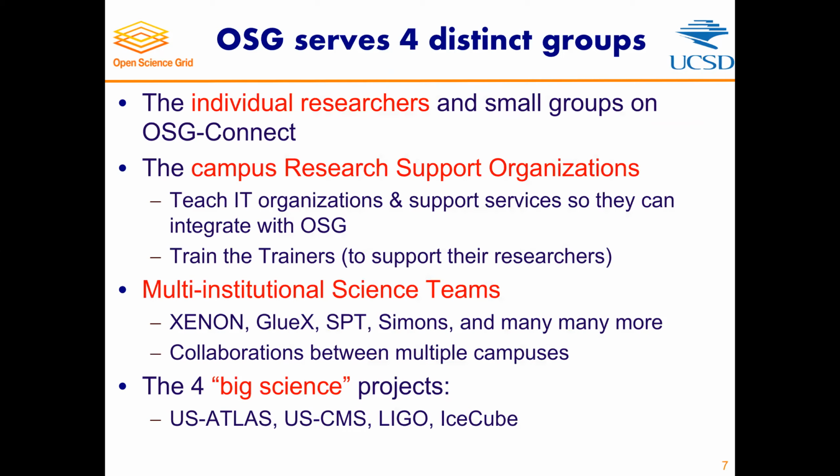The next kind of category is then the campus research support organizations. We're trying to work with these organizations, especially the facilitators or the people who work with scientists, researchers. We teach the facilitators how to teach the researchers about OSG and how one does high throughput computing. And we work with IT organizations and support services for these IT organizations in order to integrate them with OSG. If you're supporting an IT organization at some campus, you would fall into that kind of category, and there's lots of different things that we do.